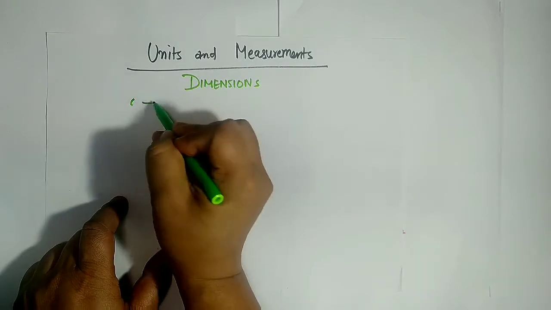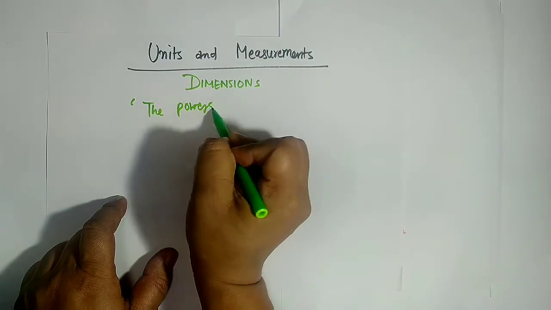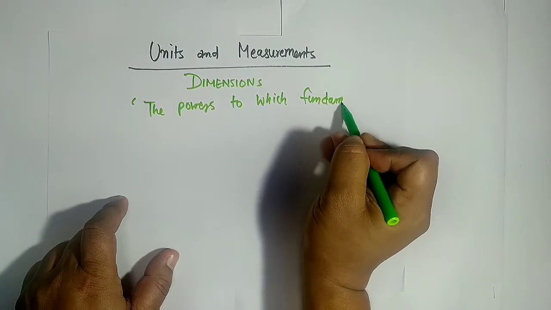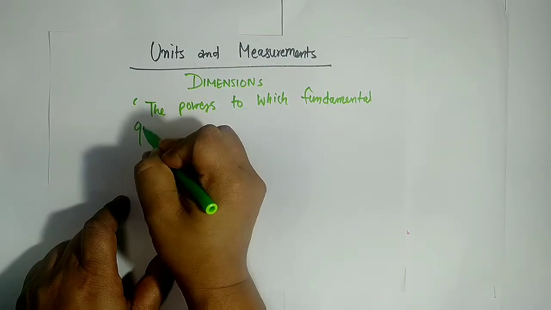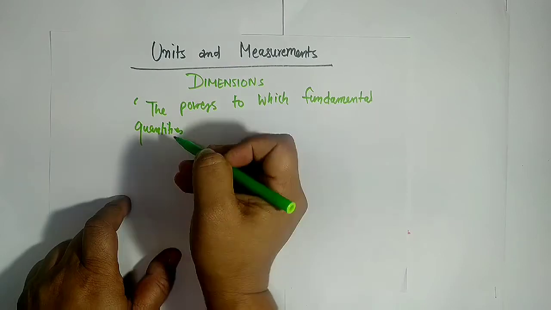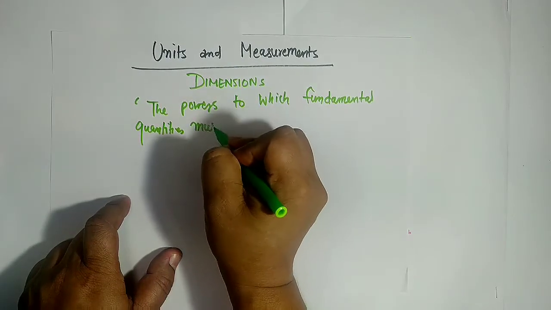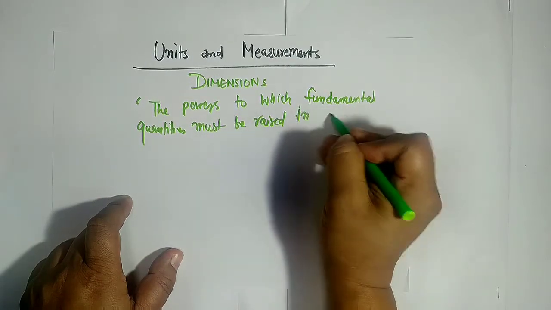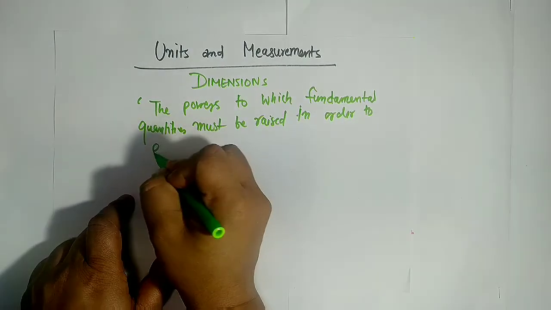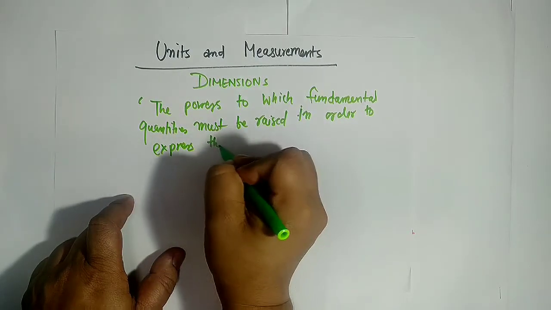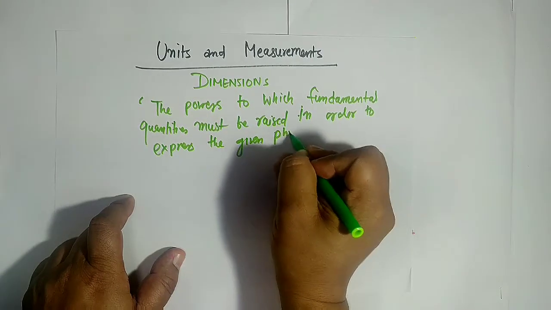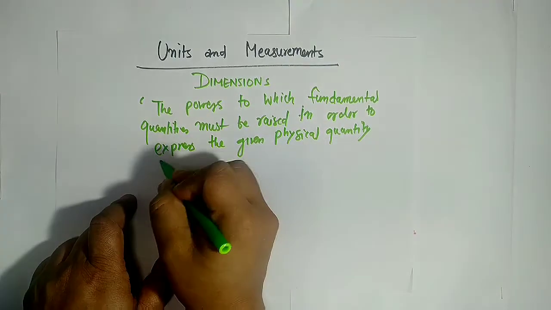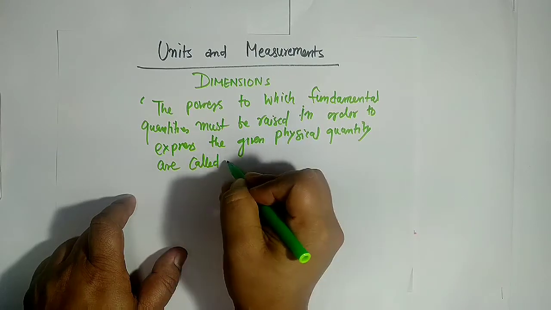Now we know that, again I am writing here, the powers to which fundamental quantities like mass, length, time must be raised in order to express the given physical quantity are called its dimensions.